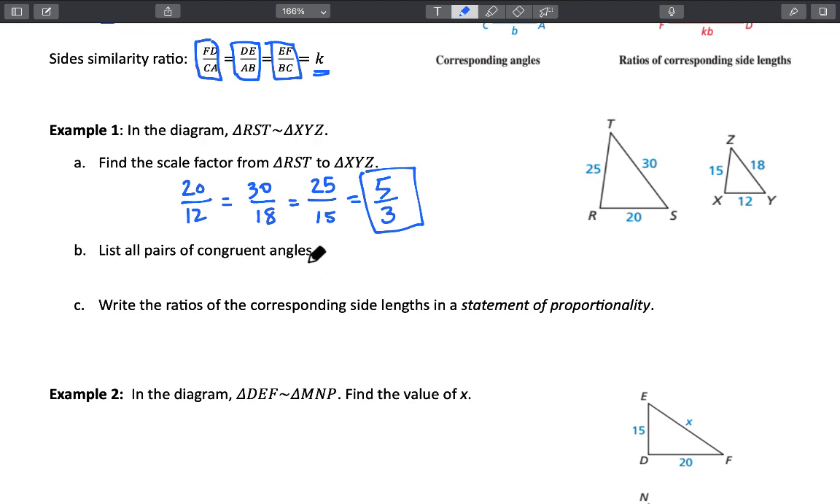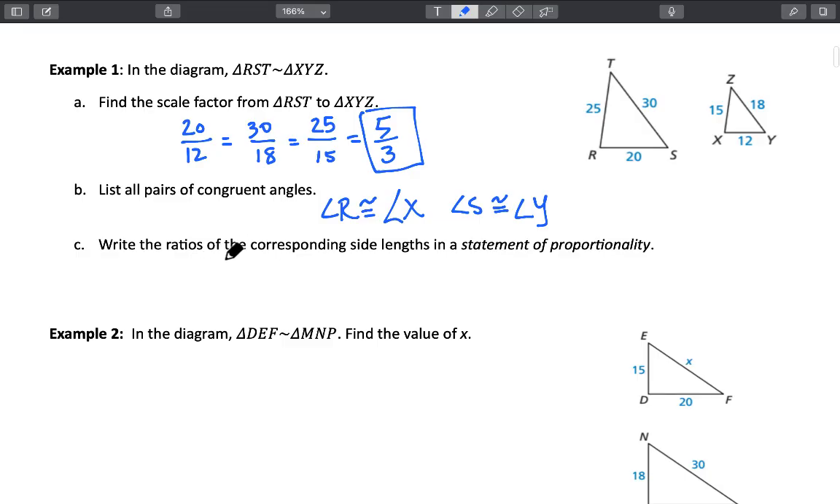We want to list all the pairs of congruent angles. So here we've got angle R is going to be congruent to angle X. Angle S is going to be congruent to angle Y. And then finally angle T is going to be congruent to angle Z.